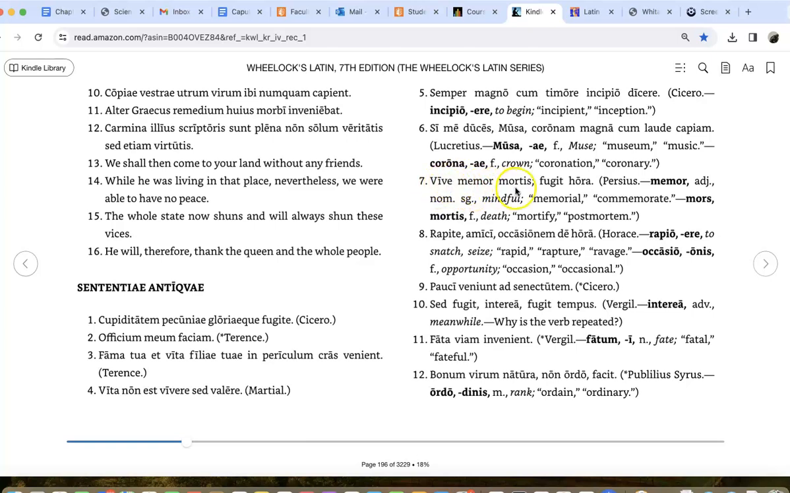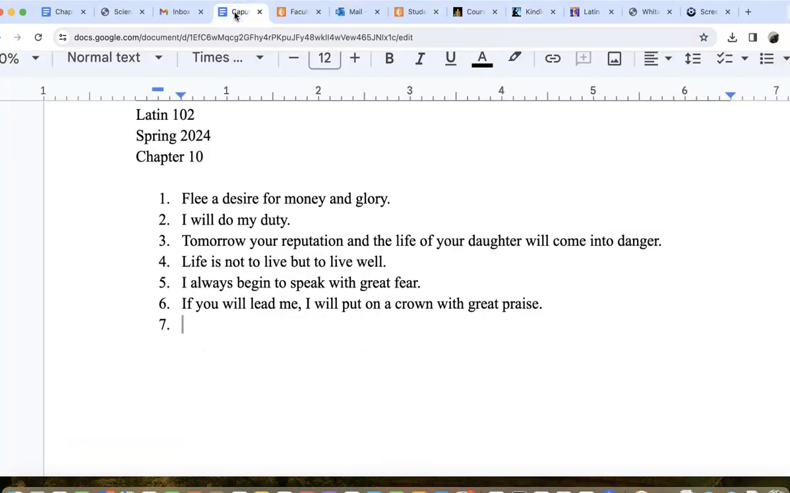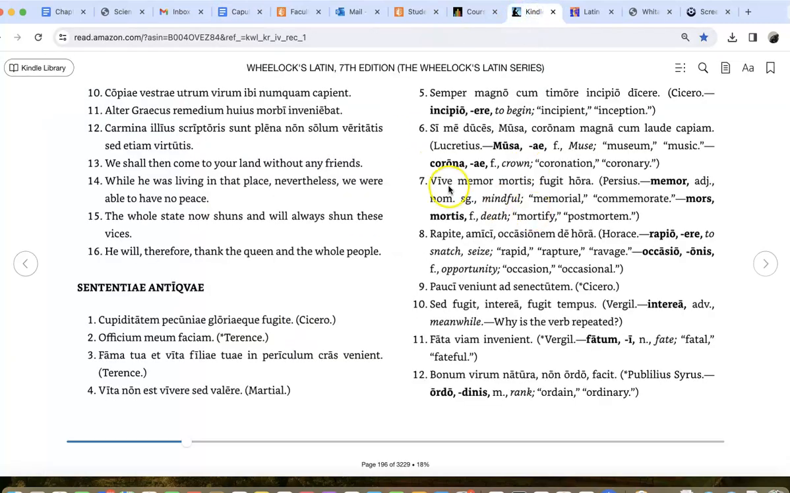Vive memor mortis, fugit hora. Persius. Live mindful of death, flee the hour. Well, that's a nice one there. So write that one down. Live mindful of death. Flee the hour. All right. Live mindful of death. Flee the hour. So live, vive. Mindful, memor.